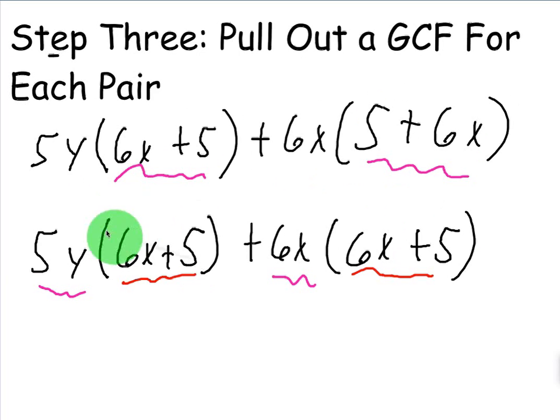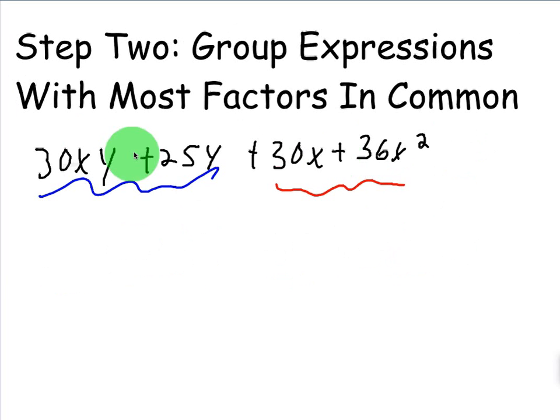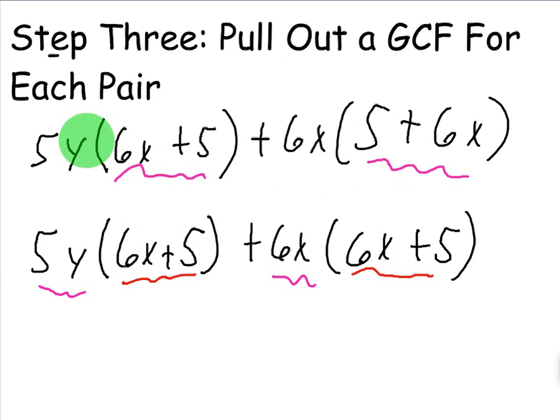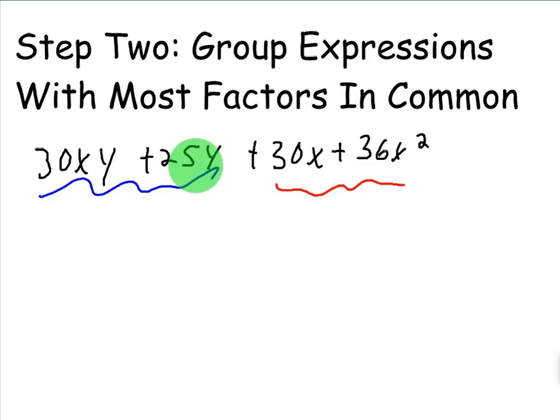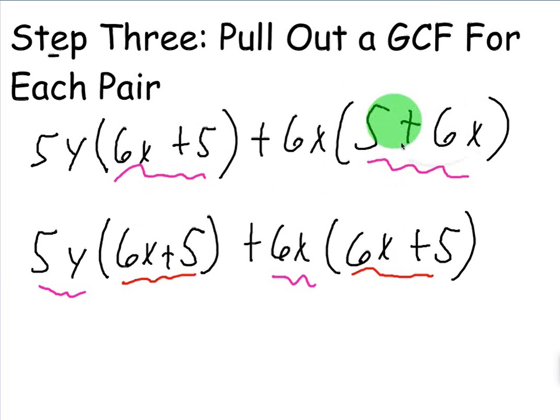So anyway, when you pull out a 5y here, you're left with 6x plus 5. And when you pull out a 6x here, you're left with 5 plus 6x. But again, the order doesn't matter. 6x plus 5 is the same as 5 plus 6x. So for the next step, we're just flipping that to make it 6x plus 5. And that's important. What's in these parentheses has to be the same. If it's not, then something went wrong.